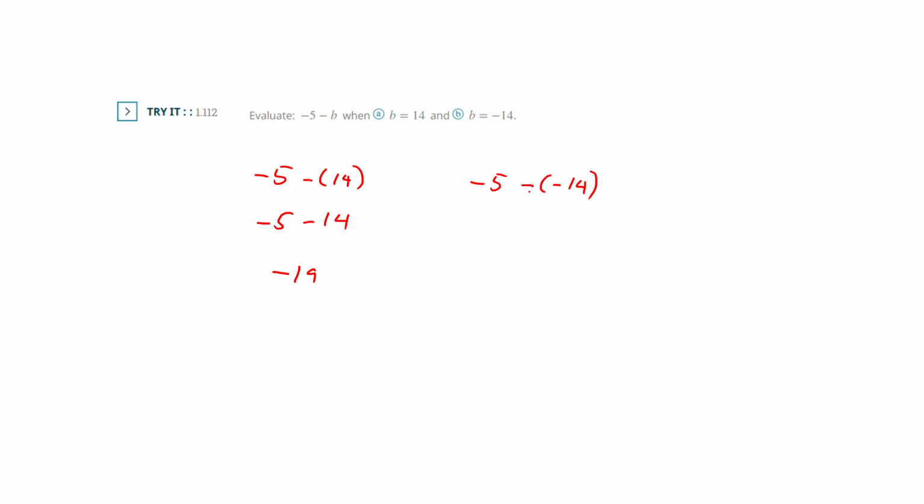Okay, I've got two negatives in a row. They become a positive. Okay, negative 5 plus 14. You owe me 5, you paid back 14, you're going to have 9. You'd have the opposite signs here, you can just subtract them, and you would take the sign of the bigger number.